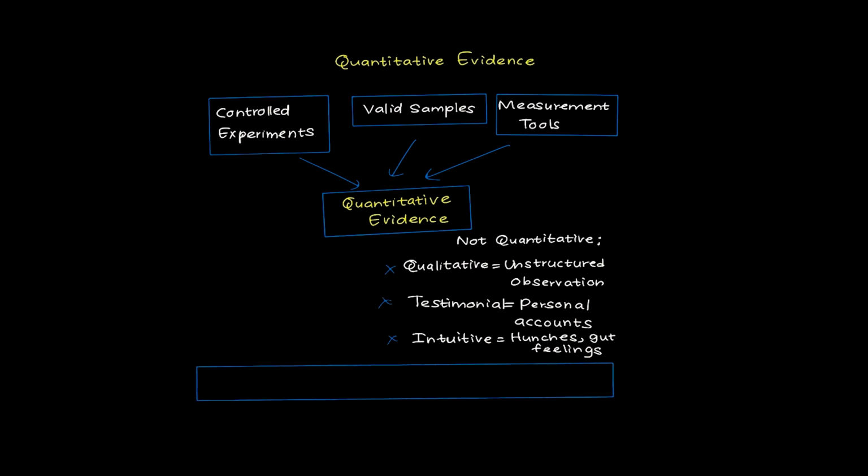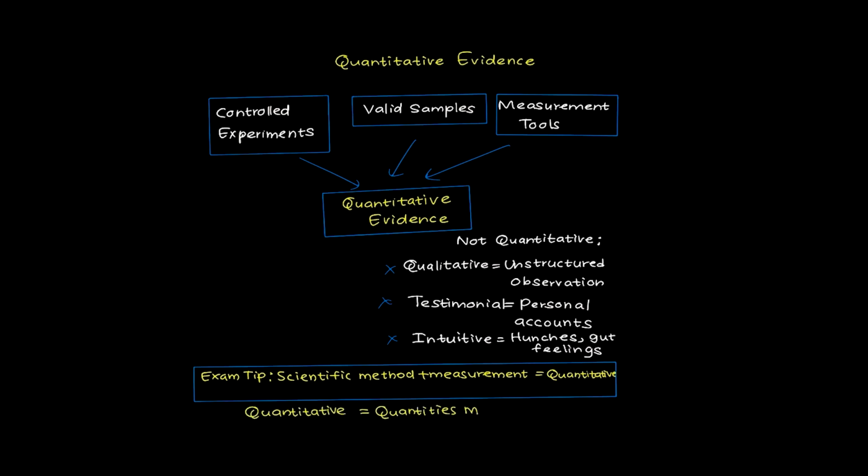Here's a WGU D265 OA exam tip for you. Controlled experiments plus measurement instruments plus statistical samples equals quantitative evidence. Quick recall hook. Quantitative equals quantities measured scientifically.